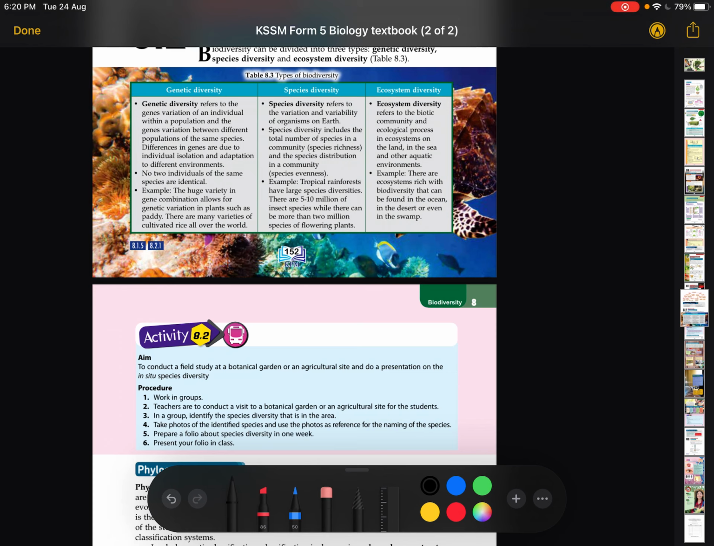And then lastly, it's ecosystem diversity. It refers to the biotic community and ecological processes in ecosystems on the land, sea, and other aquatic environments. So that includes what?